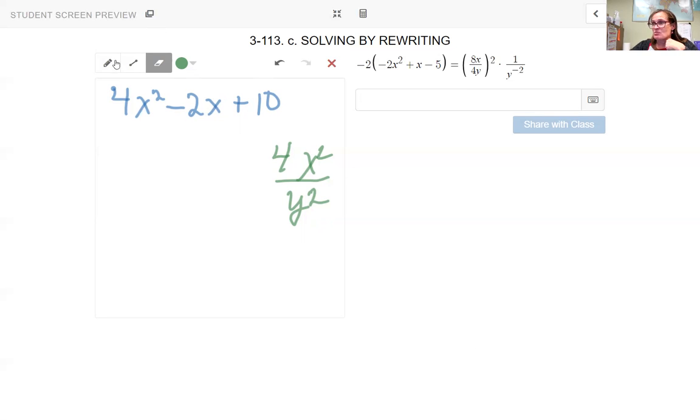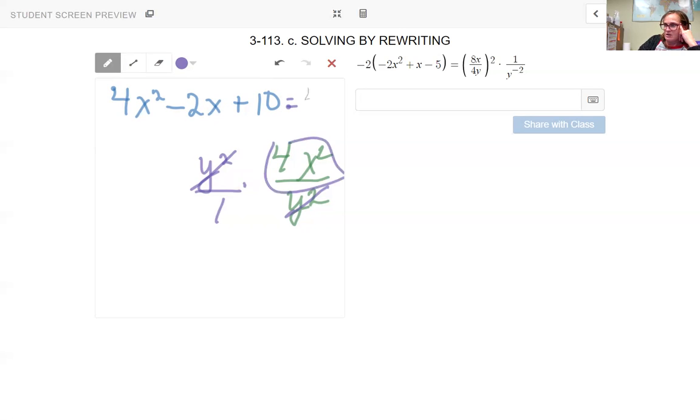Okay, let's talk about negative powers. If you have a negative power, that means it's a reciprocal. So you just need to flip it upside down. So that'll be times y squared over 1. All right, now we see, oh look, there's a y squared on top and a y squared on bottom. We can cancel those out. So now on this side, we just have 4x squared. So that equals 4x squared.